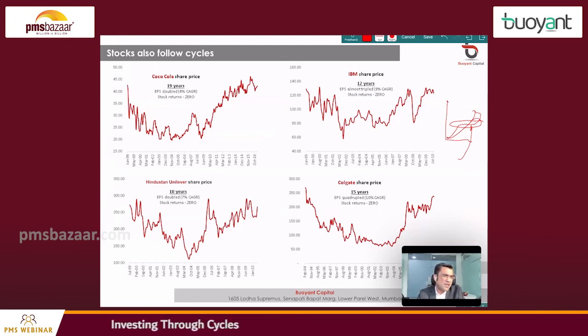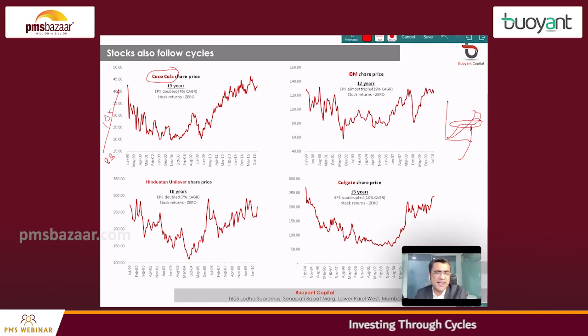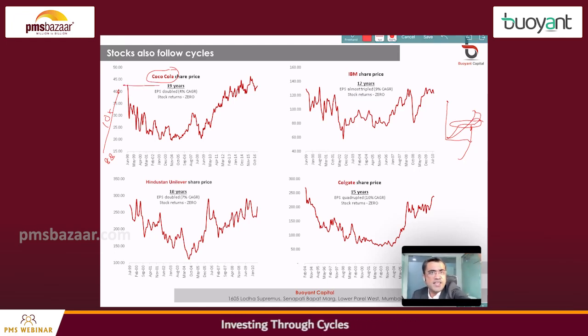We have taken 4 examples, but I very easily have another 20-25 to go by. But look at this, top are international companies, bottom are Indian companies. Take Coca-Cola, for example. Warren Buffett bought it in 88. For the next decade, the stock was like a stock market darling. It went up 10x in 10 years. Coca-Cola was still a great company at that point in time. But for the next 19 years, when the EPS doubled, the stock returns were essentially zero.